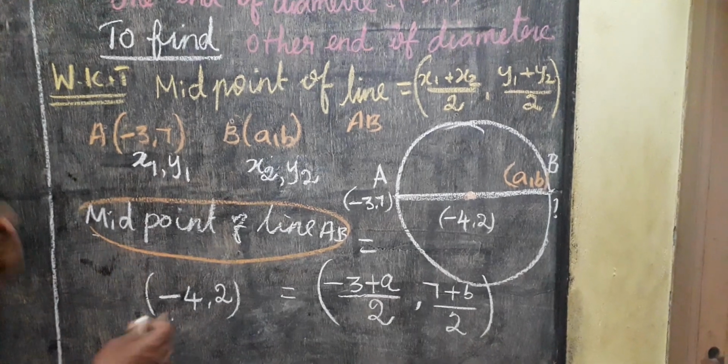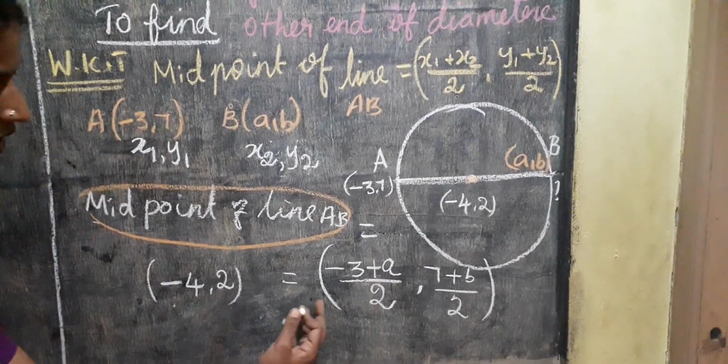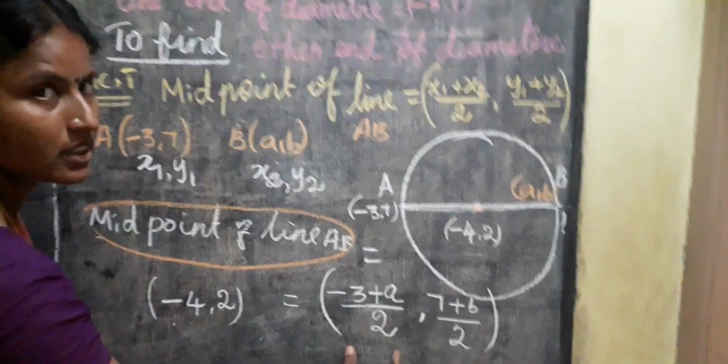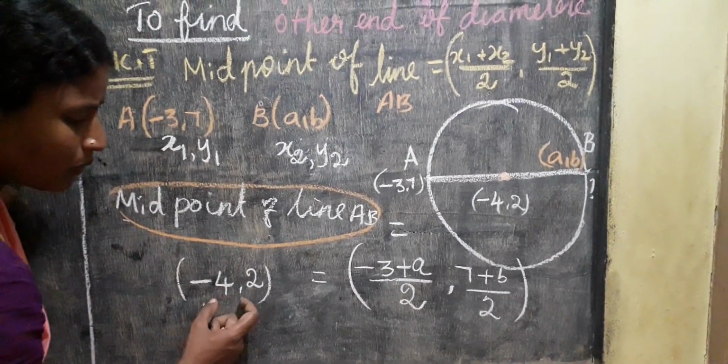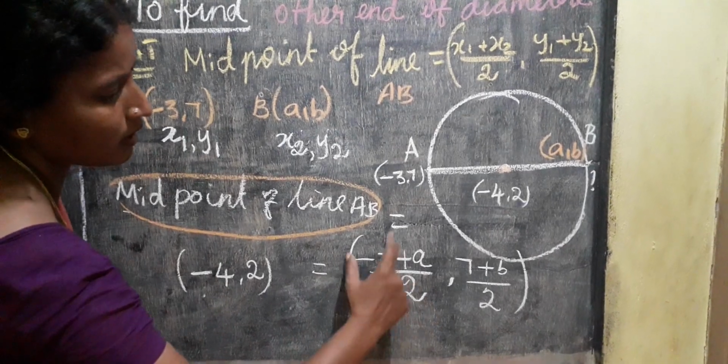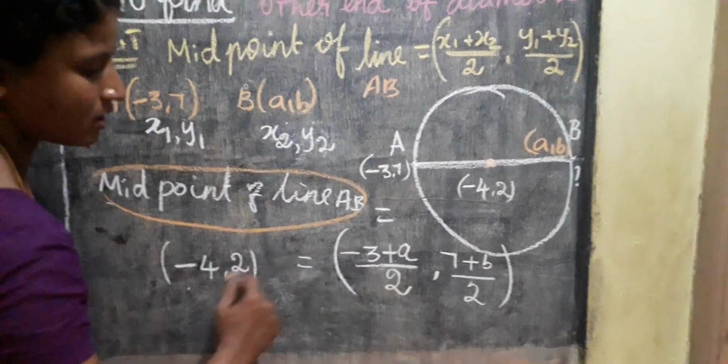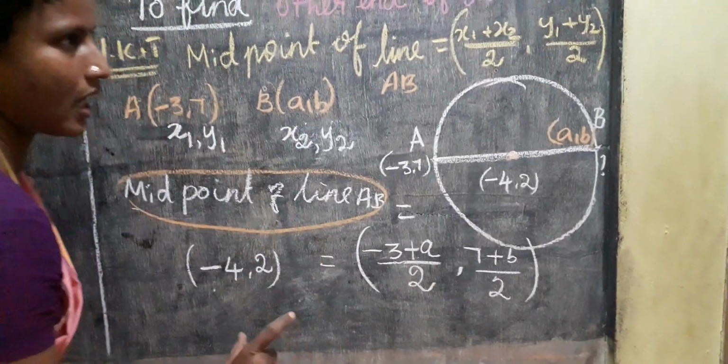Okay. Now see that both sides. This is the left hand side. This is the right hand side. This is (-4, 2), and this one is the given point. Comma is there on both sides.